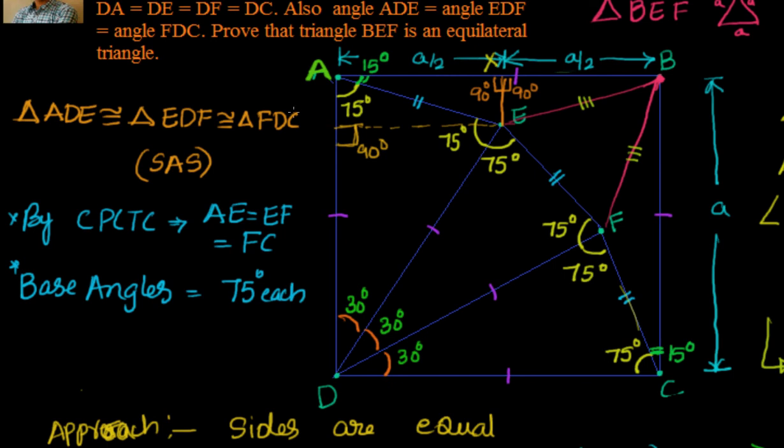So what we have done first, whatever is given to us is that all these angles are equal to 30 degrees. These three triangles are congruent to each other. So we know all base angles are equal to 75 degrees. Not only that, we also know that AE equal to EF equal to FC. Okay, that's the first part we have seen.